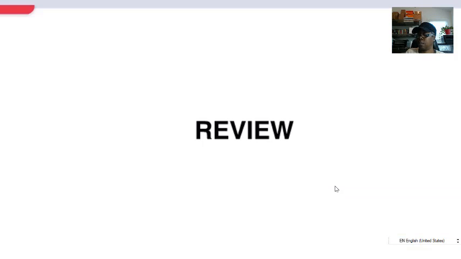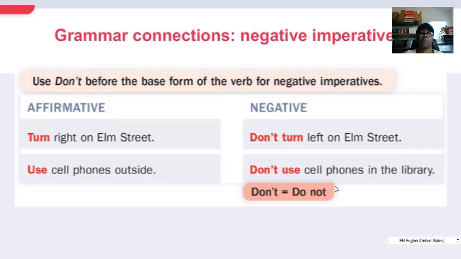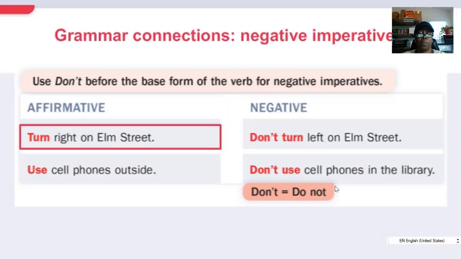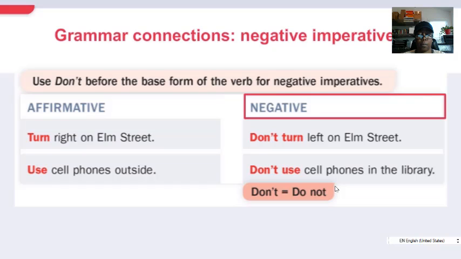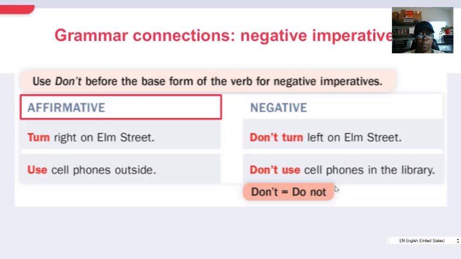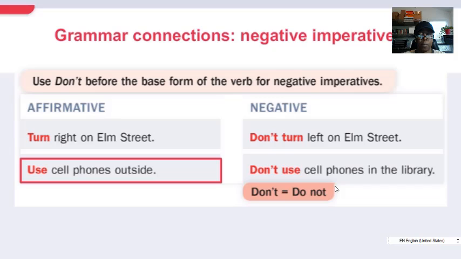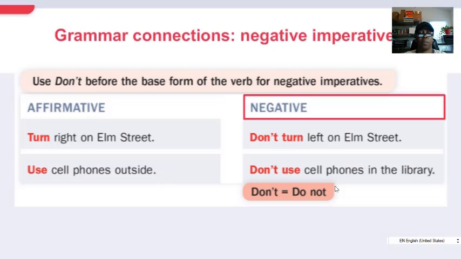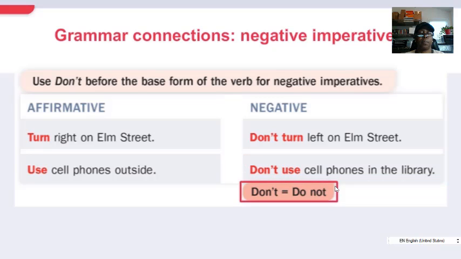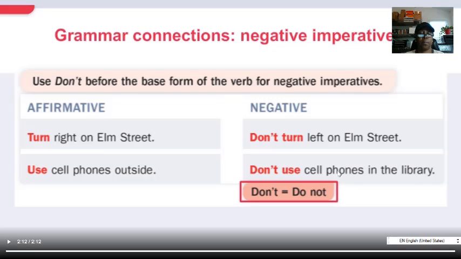Let's review. Affirmative. Turn right on Elm Street. Negative. Don't turn left on Elm Street. Affirmative. Use cell phones outside. Negative. Don't use cell phones in the library. Don't is short for do not.